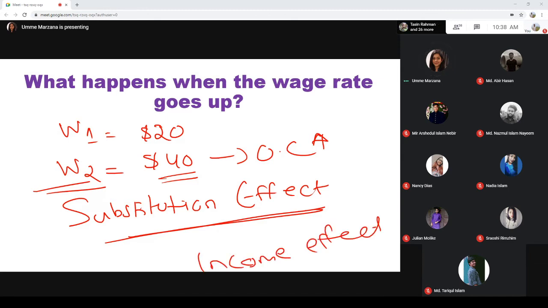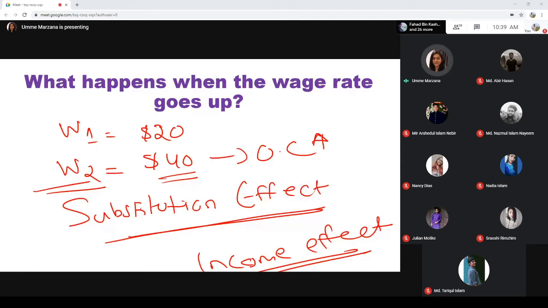Income effect. When there's a change in the wage rate and it causes you to work less and spend more time on leisure. Why? Because here your wage has increased, therefore you have a higher income than before. I can work 7 hours, 6 hours instead of 8. By working less, I can still earn the same income. And because my income has increased, this will cause me to demand more leisure activities.